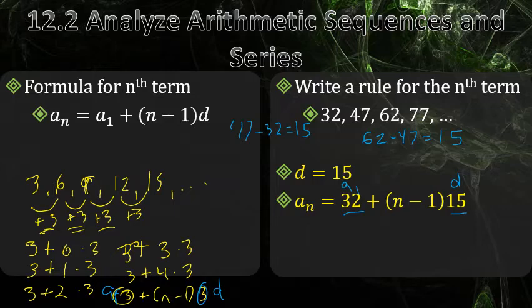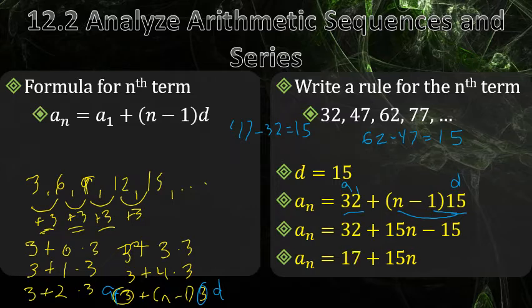We could distribute the 15. That gives us 15n minus 15. And then we can combine the 32 and the 15. 32 minus 15 would be 17. So it's 17 plus 15n, or maybe you wrote 15n plus 17.